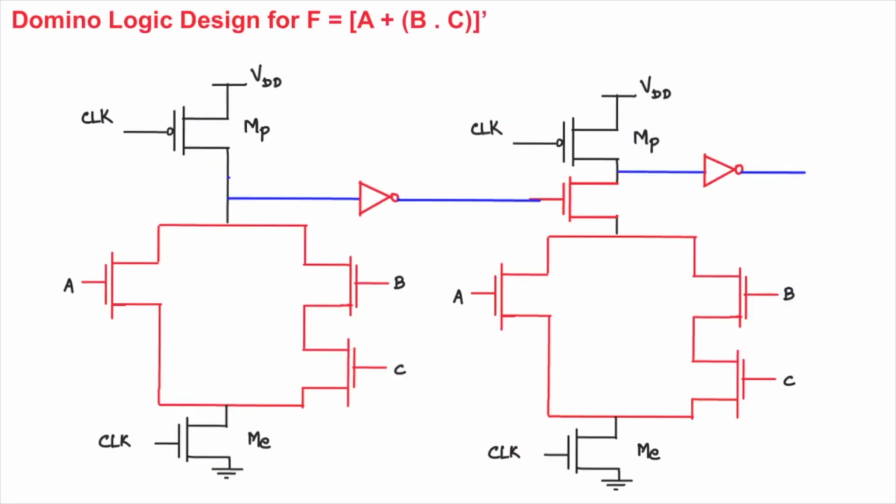Now we will proceed with the actual problem, f equal to (a plus b dot c) the whole bar. I have just drawn the implementation. It is very easy because we have retained the pre-charge transistor, evaluation transistor, pre-charge transistor, evaluation transistor. Whatever logic we need to implement, we need to do it only with the PDN logic, and PDN logic uses only NMOS transistors.